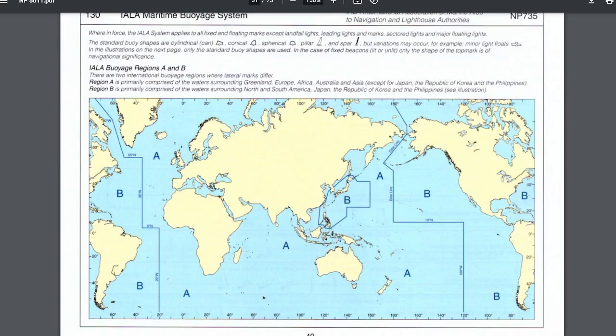This is the IALA Maritime Buoyage System. If you're in North or South America, you need to follow IALA B. And here in Japan and Korea, you need to follow B. A is India, Australia, Europe, UK, all that is A.